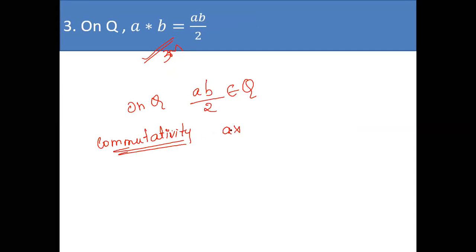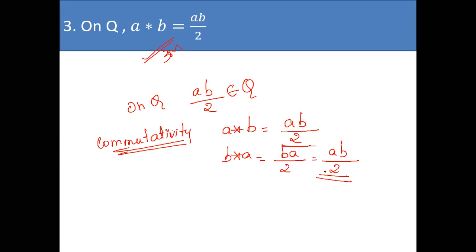So for commutativity it is a star b. So what is a star b? Is ab by 2. What is b star a? B star a is ba by 2. So ba can be written as ab, ab by 2. So whether a star b is equal to b star a, you can see both are equal. So it satisfies commutative property.